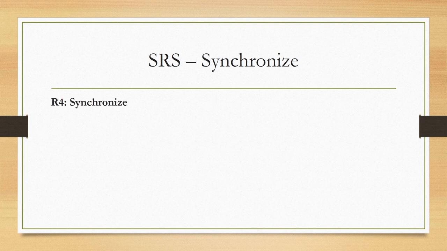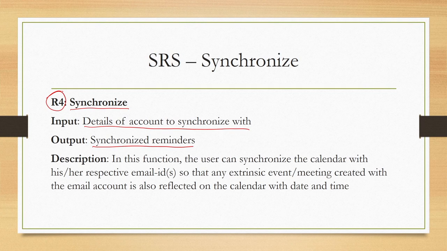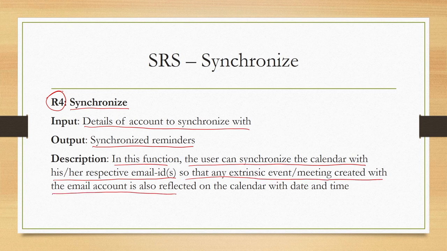For the top level function, we can give it a label R4 because this is the fourth top level function, and the name remains the same, synchronize. Then we have input as details of account to synchronize with, output as synchronized reminders, and description: in this function the user can synchronize the calendar with his or her respective email IDs, so that any extrinsic event or meeting created with the email account is also reflected on the calendar with date and time. A slightly longer description, however it conveys the purpose of the function.